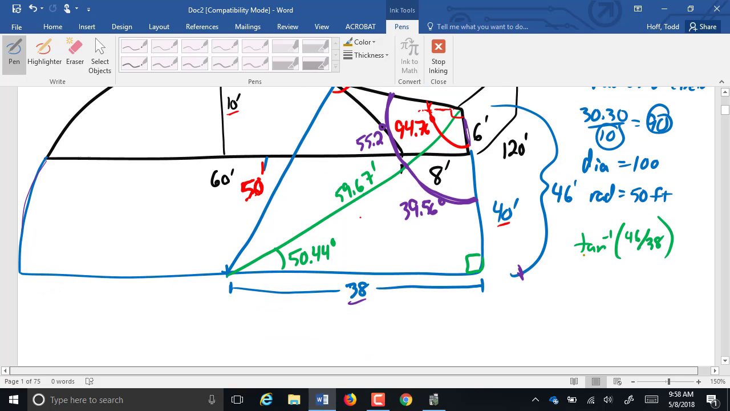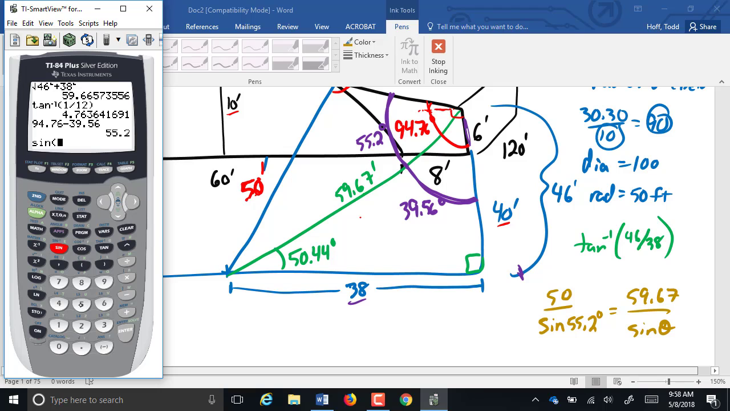So there we've got 50 over the sine of 94.76, or not 94.76, 55.2, equals 59.67 over the sine of that angle. The sine of 55.2 times 59.67 divided by 50. That's our sine. We do an inverse sine, and then we've got to do the supplement. So that is 101.49 degrees.